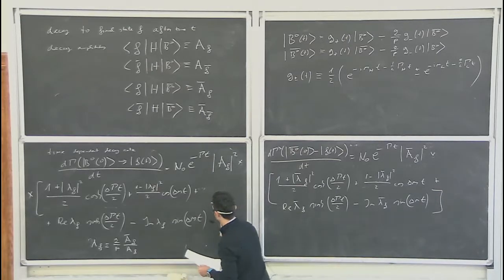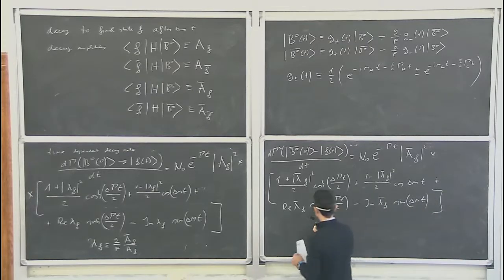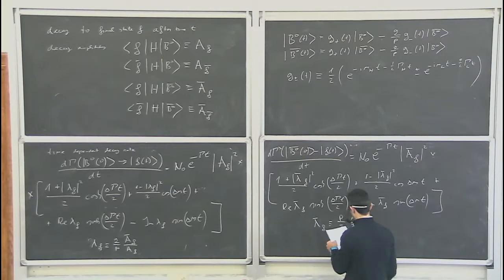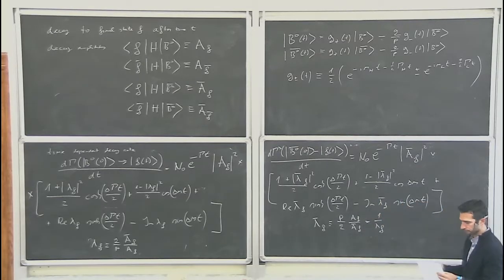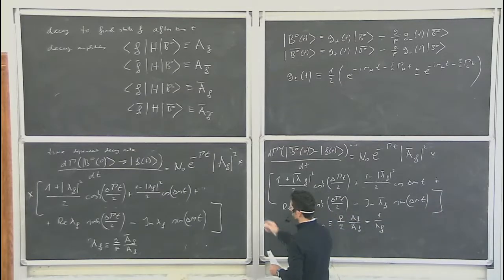There is one big bracket missing here. And again, I've just defined lambda bar f as p over q times A f over A bar f. So it's basically just 1 over lambda f. Okay? And now, of course, these are the two expressions.